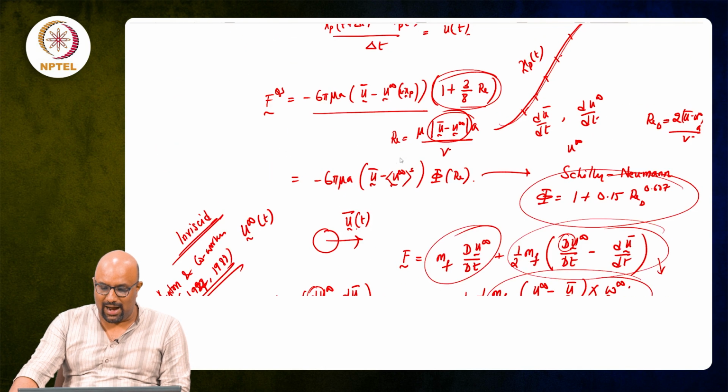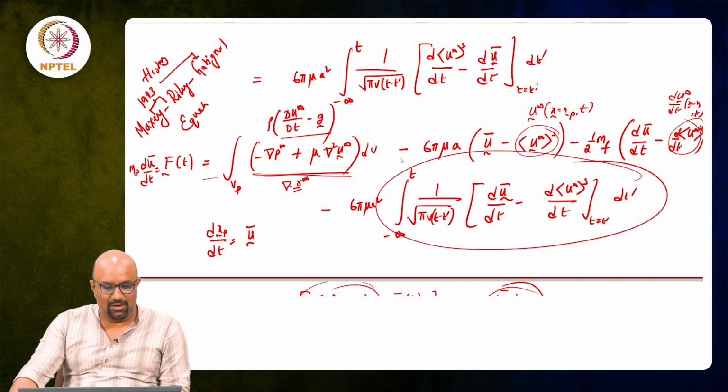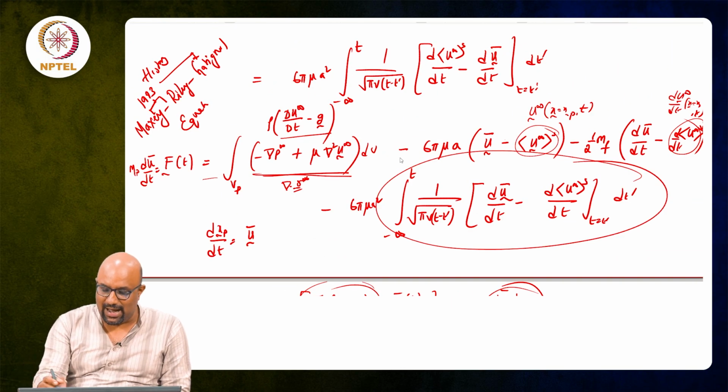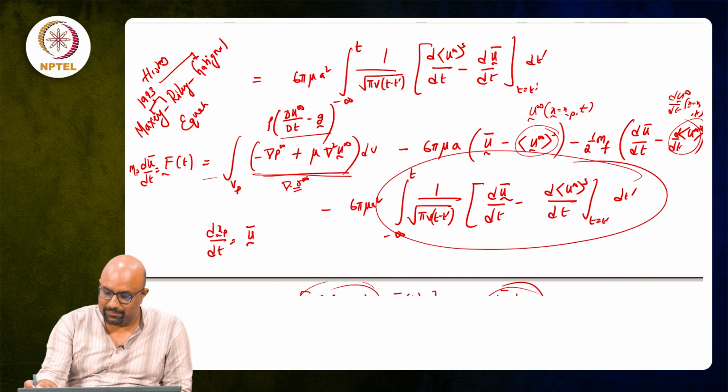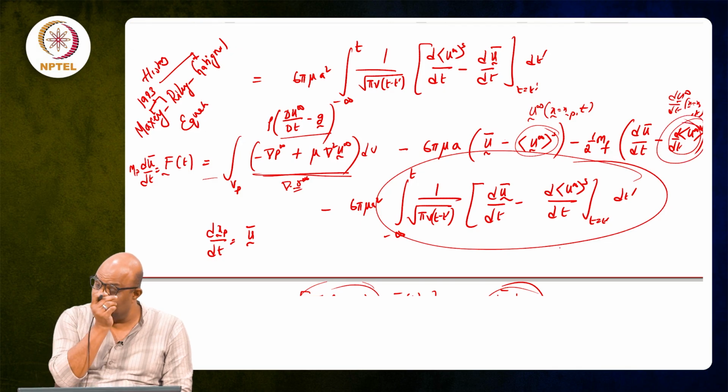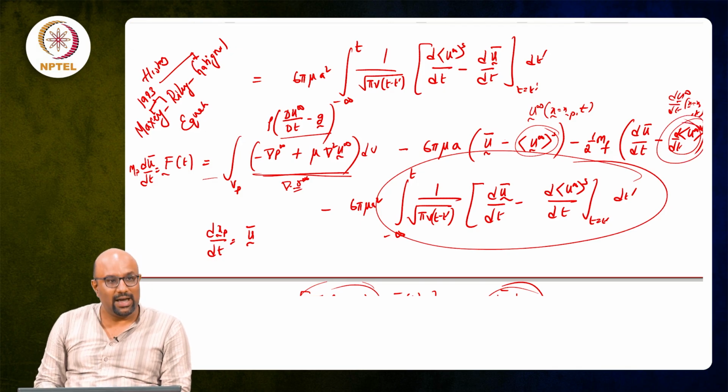So the added mass term that we have in our version of Maxey-Riley, that has the fluid acceleration. The fluid acceleration that you have in the added mass part is the fluid acceleration as viewed by the spherical particle, not as viewed by the fluid parcel.